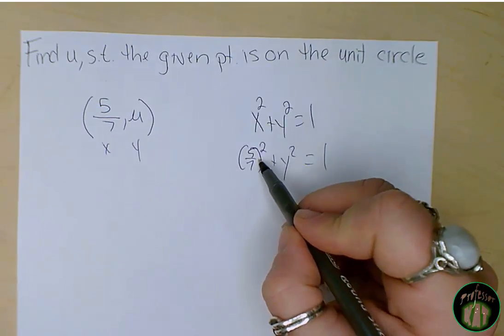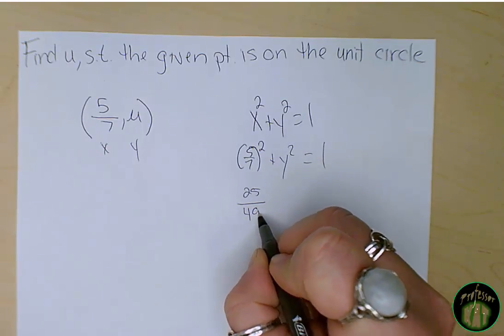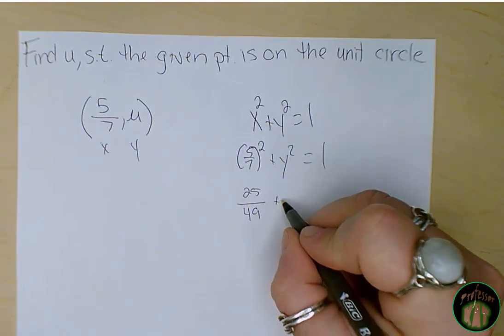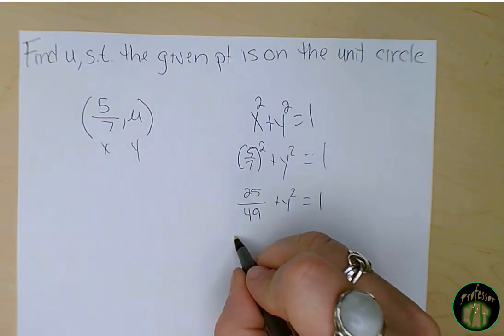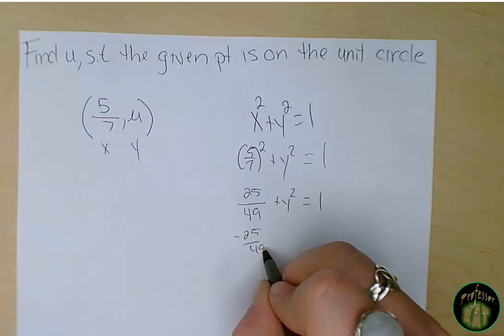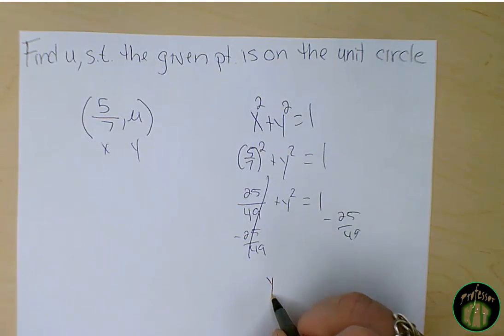5/7 times 5/7, right? We are squaring that. So 5 times 5 is 25, and 7 times 7 is 49. And we're going to just drop everything else down here. Now, subtract 25/49 on each side here, that way we can cancel it from the left.